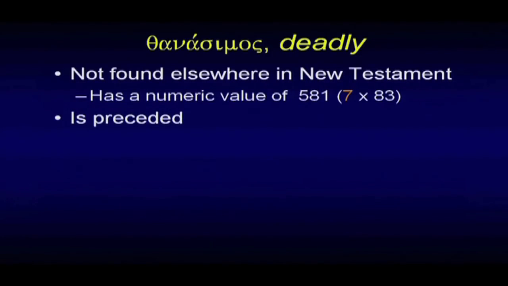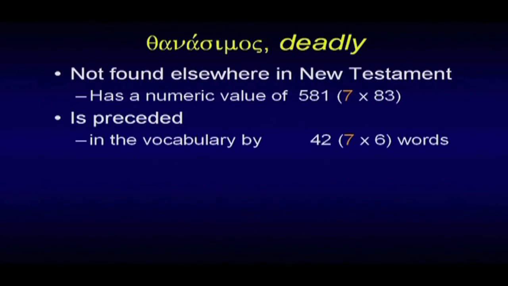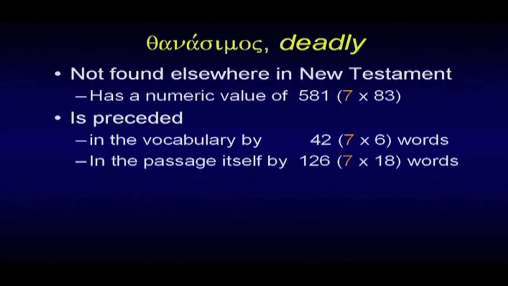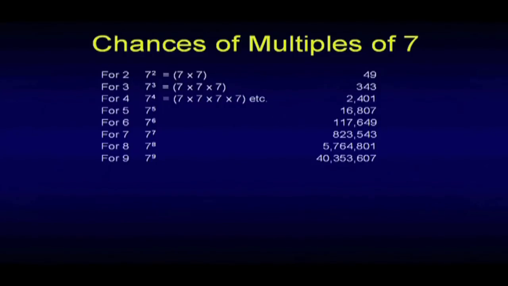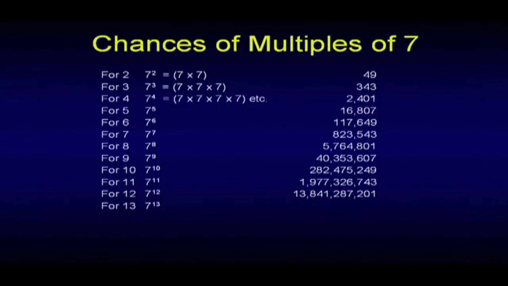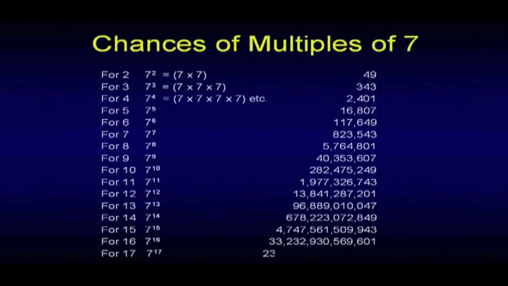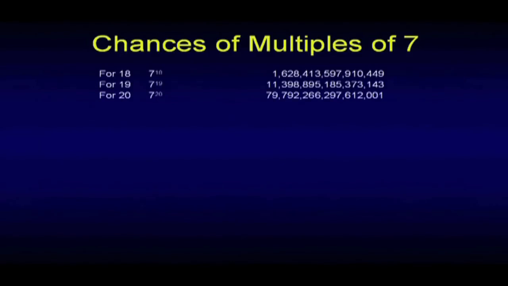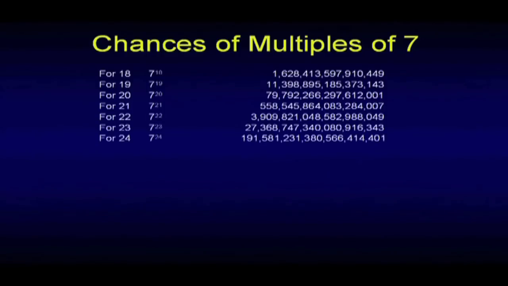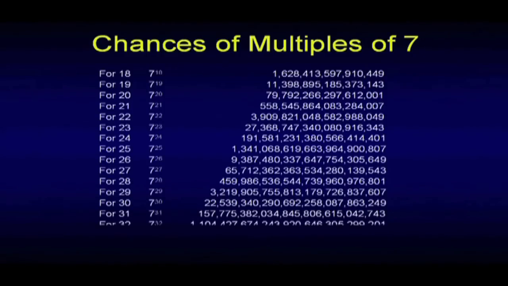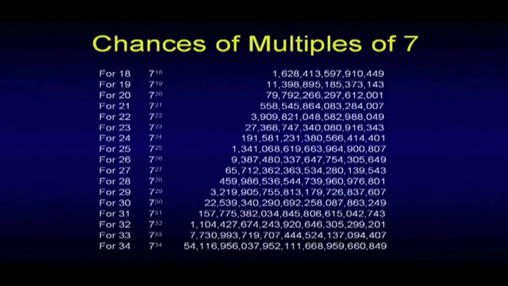It's preceded in the vocabulary by 42, or multiple of 7 exactly, in the passage itself by a multiple of 7 exactly. And so I gave you 9 before. I've just added a few more. In fact, I didn't stop at 17. I stopped at 35. So if we go down here, it turns out that to have that happen accidentally is an awfully big number. Awfully big number.